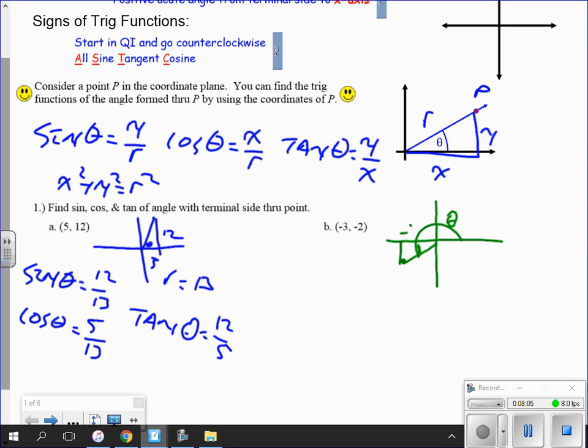Now the coordinates were -3 on the x, -2 on the y. What's my radius on this one? Square root of what? Square root of 13. R equals square root of 13. And then we want to do sine, cosine, and tangent for those. So the sine of theta would be -2 over root 13, right?